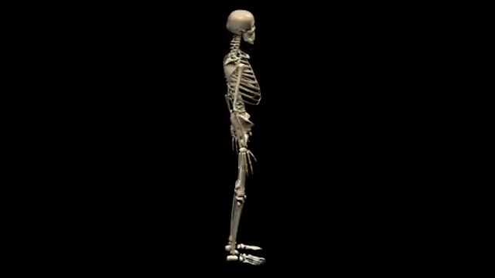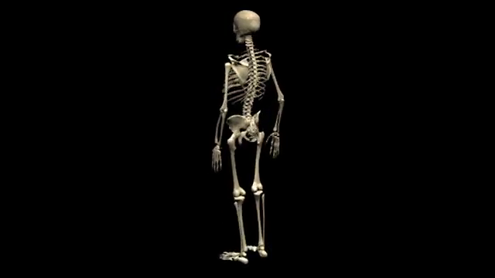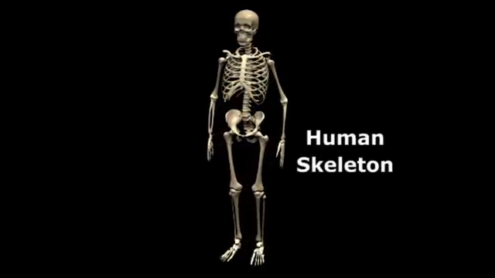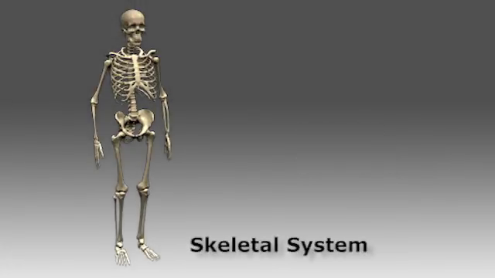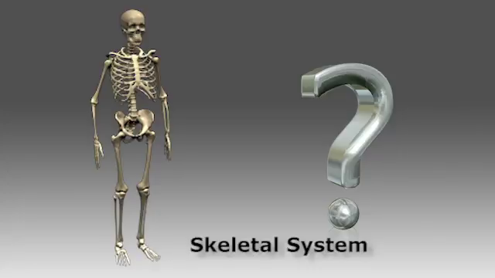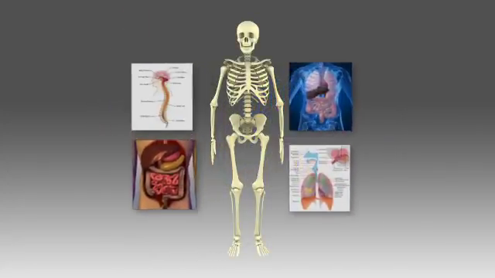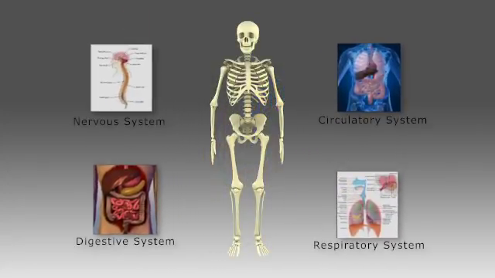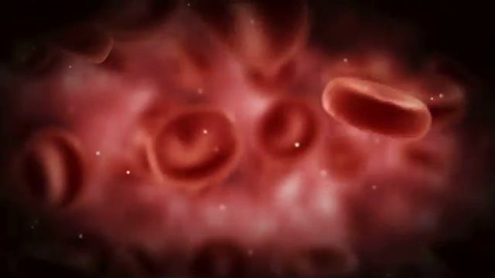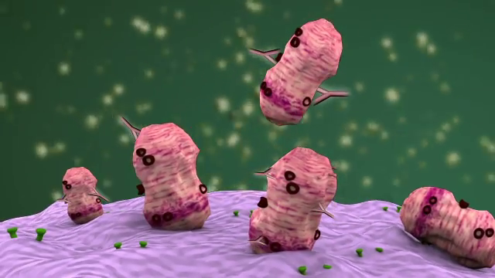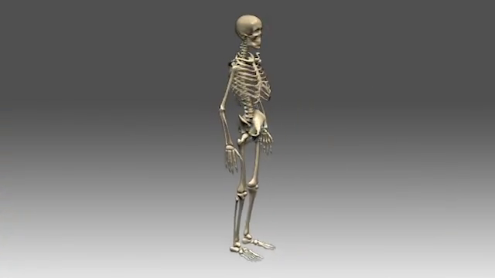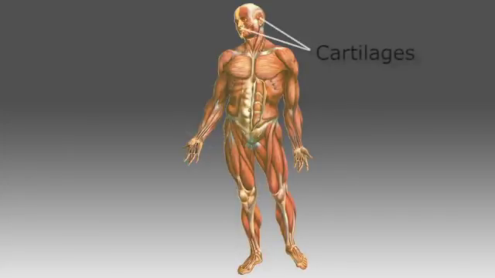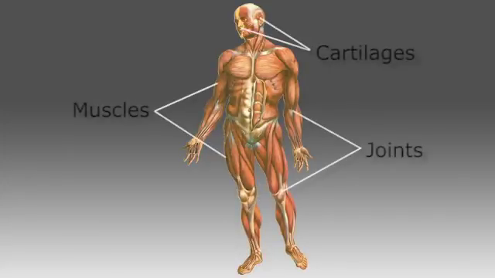Hi friends, look here. Can you tell what this is? Right, this is a human skeleton. We also call it the skeletal system. But why is it called a system? Well, that's because, like other organ systems, here too, cells form tissues. Tissues form bones, and bones form the skeletal system. Cartilages, muscles, and joints are also parts of our skeletal system.